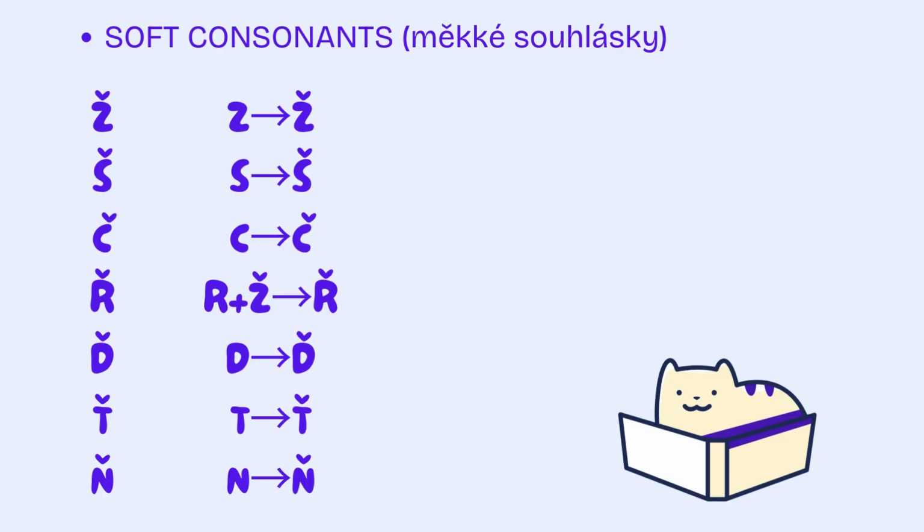Okay, moving on. D turning into Ď. T turning into Ť. N turning into Ň. Now listen to all of them. Ž, Š, Č, Ř, Ď, Ť, Ň.